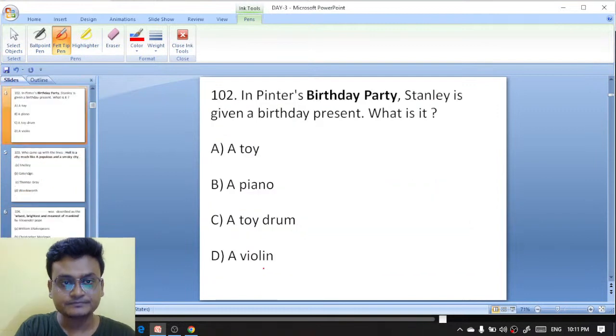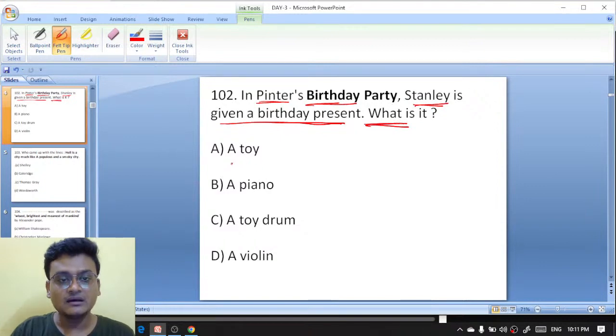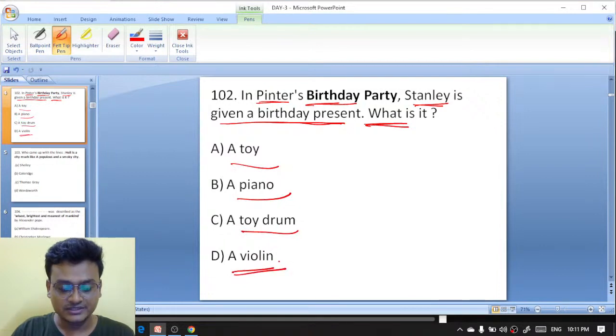Next question. In Harold Pinter's The Birthday Party, Stanley is given a birthday present. What is it? Your options are a toy, a piano, a toy drum, or a violin. What is the right answer here?